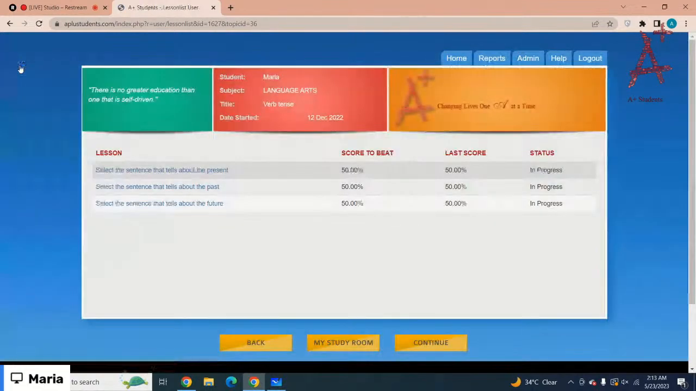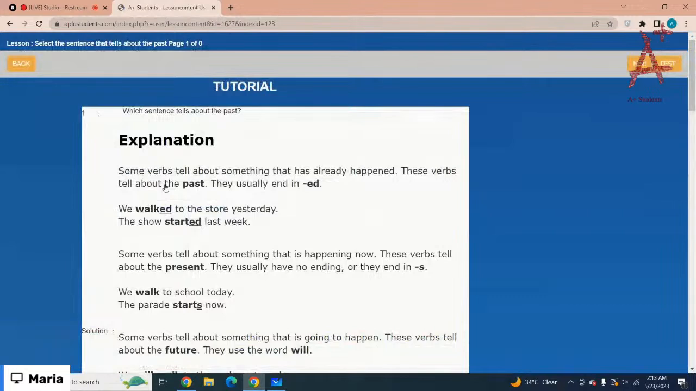Okay, the next one is select the sentence that tells about the past. So we have to go through the definitions. Let's look at the definitions of the present, past, and future. Some verbs tell about something that has already happened. These verbs tell about the past. They usually end in ed. Like these, the verb ends with ed. We walked to the store. The show started last week.